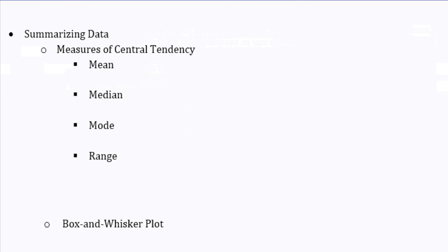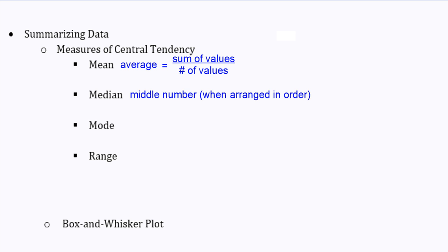Okay, now summarizing data. Just as kind of a recap, different measures of central tendency. We know the mean is the average. We can calculate it by taking the sum of the values and dividing by the number of values that there are. The median is the middle number if I arrange all of those numbers in order. The mode we know is the most common. And the range is the difference between the max and the min. The range, of course, isn't technically a measure of central tendency. It's talking about how spread out the data are.